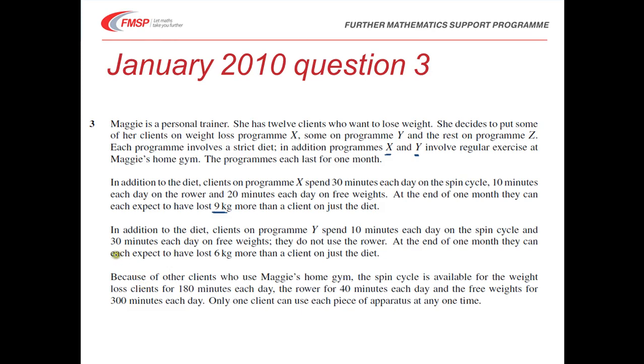And then we have clients on program Y. They spend 10 minutes on a spin cycle, 30 on free weights, they don't use the rower, and they expect to lose 6 kilograms more than a client on just the diet. Because of other clients who use Maggie's gym, the spin cycle is available for the weight loss clients for 180 minutes a day, so that's important. The rower for 40 minutes each day, and the free weights for 300 minutes each day. And only 1 client can use each piece of apparatus at any time.